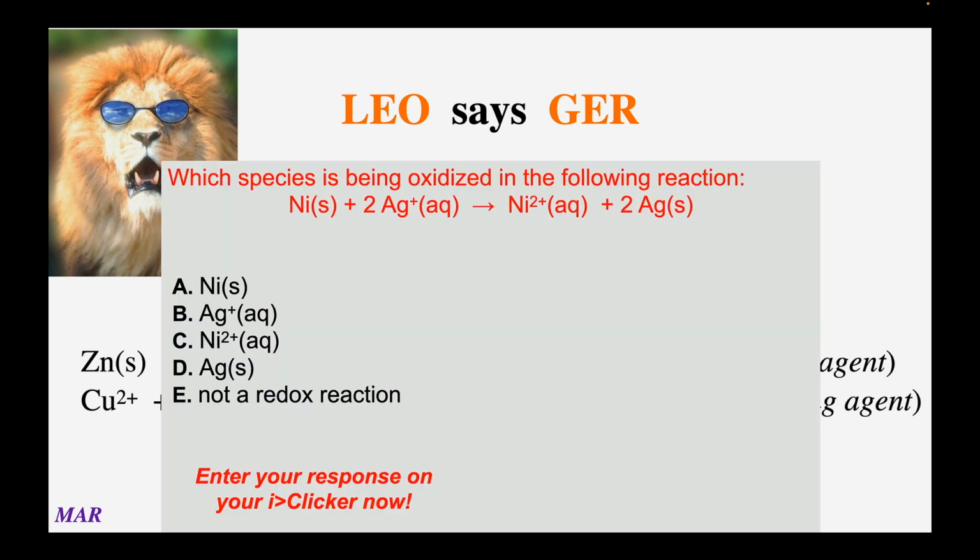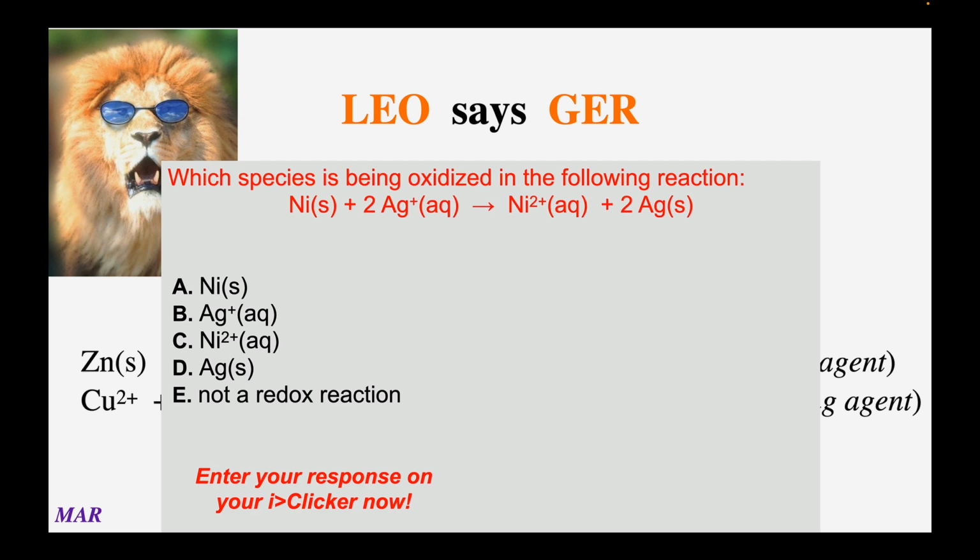Here's a question you might see. Which species is being oxidized in the following reaction? And you can see there's nickel, silver plus, nickel 2+, and silver metal. And then it says not a redox reaction. So let's start with the easiest one. Notice how nickel is becoming more positive on the product side, nickel 0 to nickel 2+. And notice how silver plus is going to silver. So it's going to a less positive state. So one part is becoming more positive, one part is becoming more negative. This is definitely a redox reaction. So answer E is out.